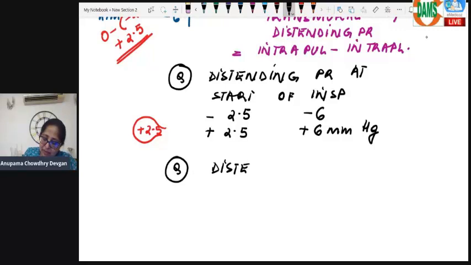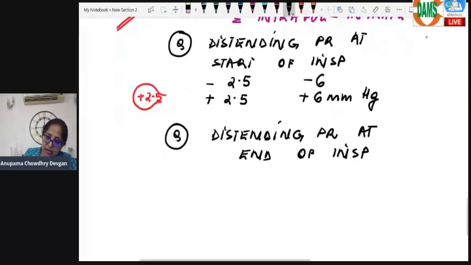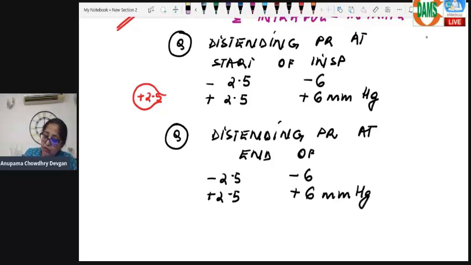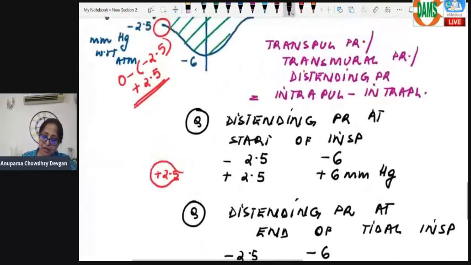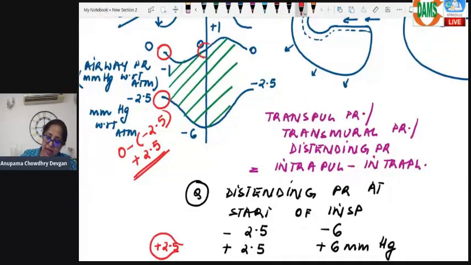My next question, what is going to be the distending pressure at the end of inspiration? What is the distending pressure at the end of inspiration? Is it minus 2.5? Is it plus 2.5? Is it minus 6 or is it plus 6 millimeters of mercury? At the end of a tidal inspiration, how much is intrapulmonary pressure? Intrapulmonary pressure is 0. Intrapleural is minus 6, so it becomes 0 minus minus 6, which is plus 6.